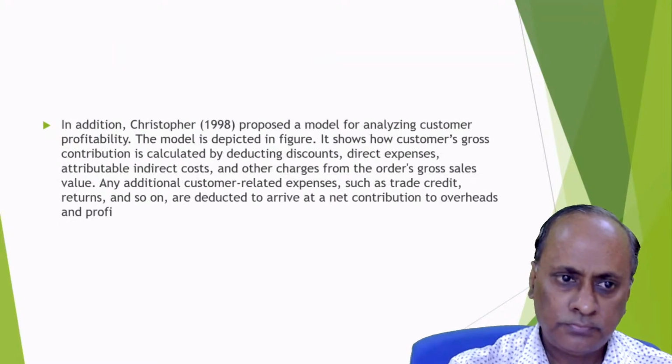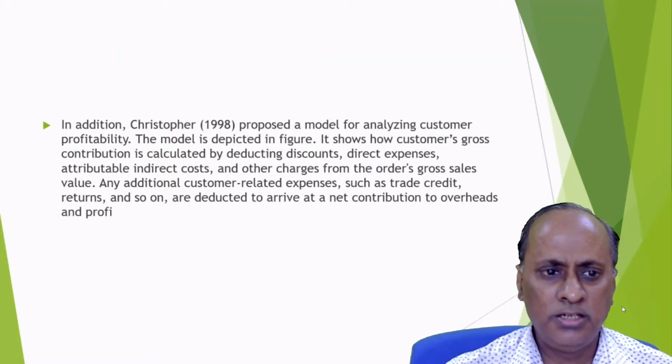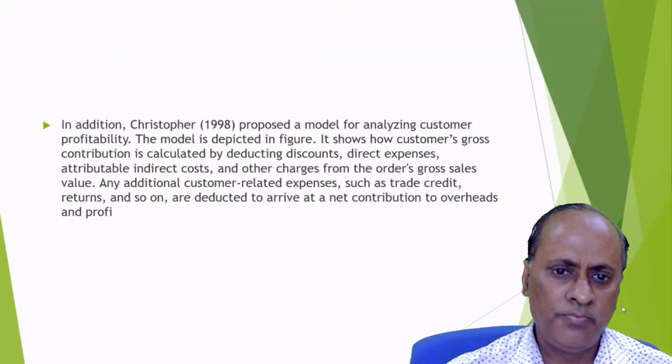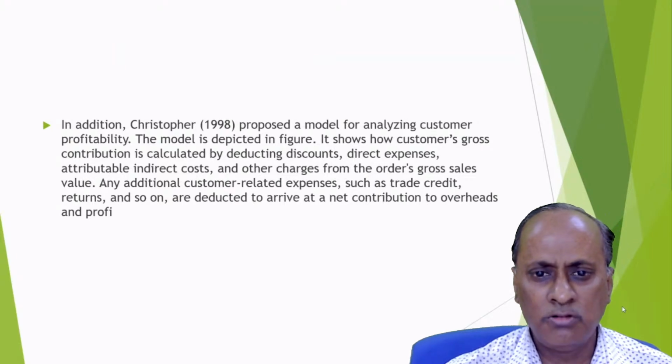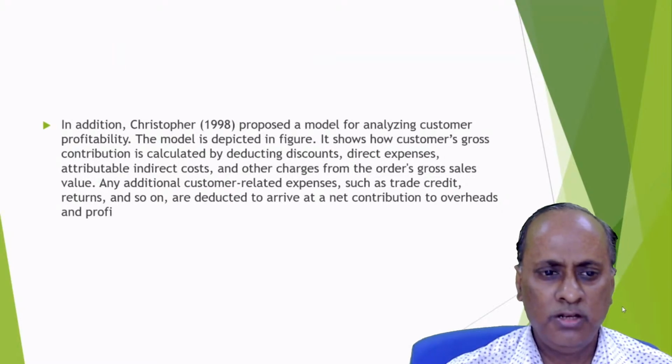So in addition, Christopher proposed a model for analyzing customer profitability. This model is depicted here. It shows how customer gross contribution is calculated by deducting discounts, direct expenses, attributable indirect costs and other charges from the order gross sales value.